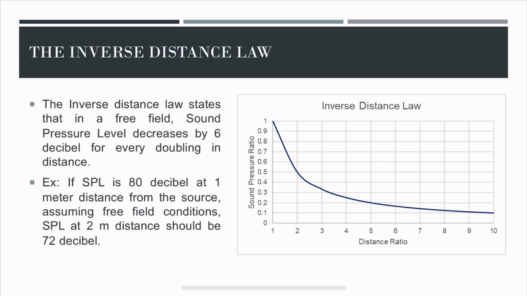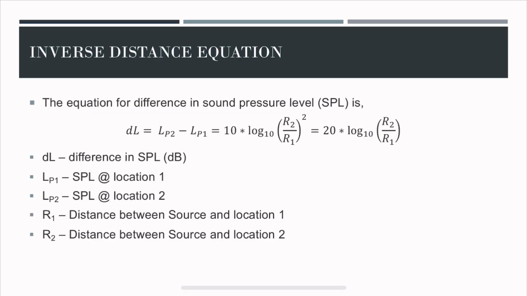So on the right, you can see this graph of the inverse distance law. On the y-axis, you have the sound pressure ratio, and on the x-axis, you have the distance ratio. So as you can see, for every doubling in distance, the sound pressure level would reduce by 6 decibel. So let's do some calculations with the inverse distance law.